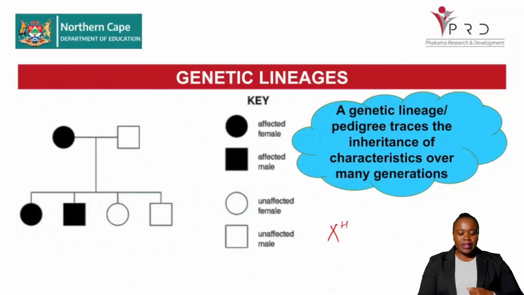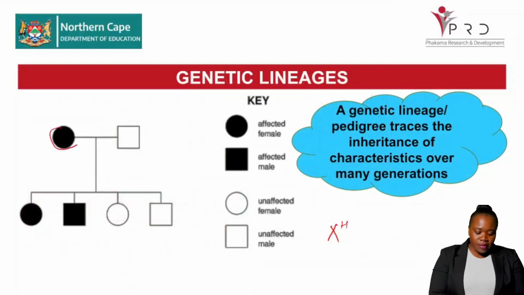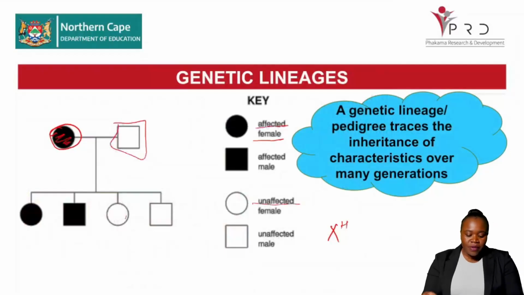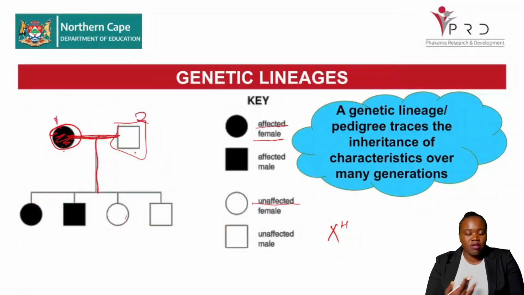Then moving on to genetic lineages. Here we are looking at our pedigree diagrams. Remember, circles represent females, squares represent males. Shaded means that the individual is affected. Unshaded means the individual is unaffected. This line here between the two individuals shows that they are reproducing. This indicates reproduction. This indicates the offspring. Now, these are all the offspring of these two individuals. Let's say individuals 3, 4, 5, and 6 are the offspring of individual 1 and 2. They are all siblings, right?